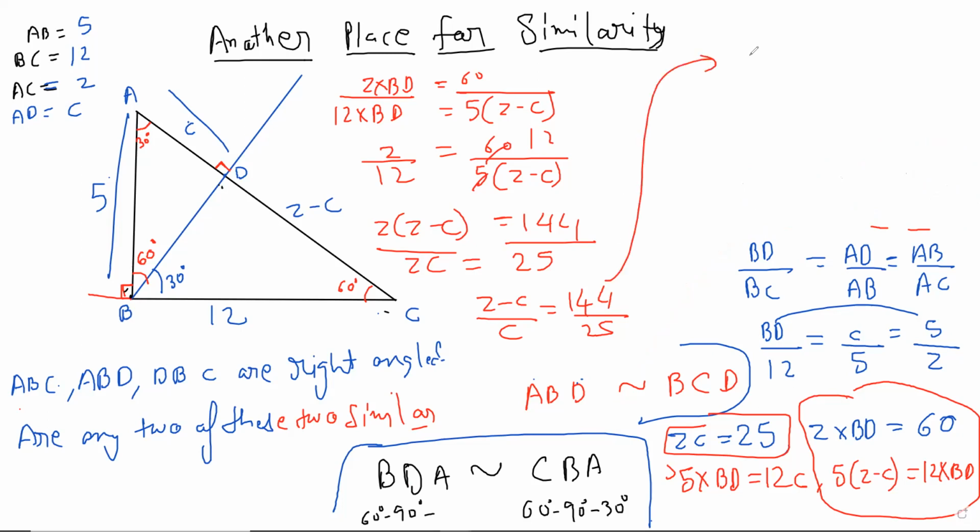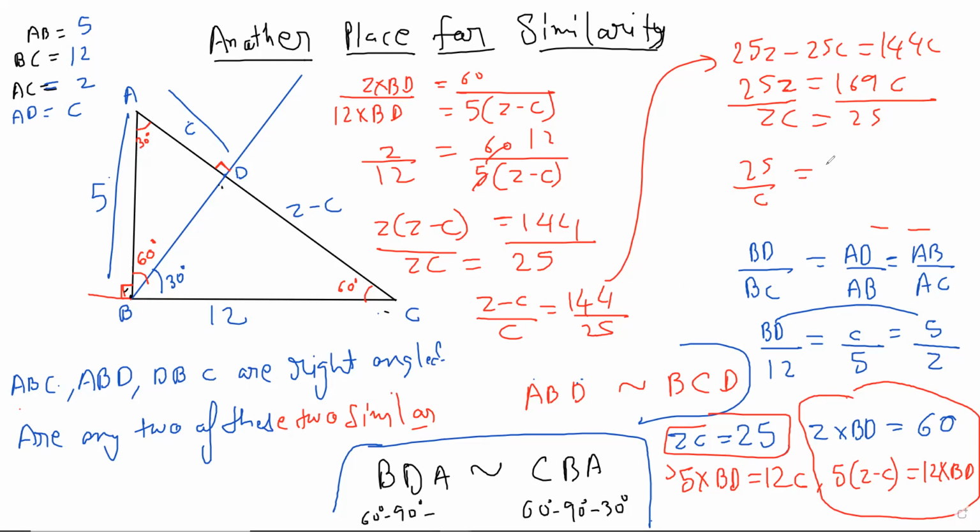Okay. So 25Z minus 25C equals 144C. And so 25Z is equal to 169C. So this is one equation. And you also know that Z times C is 25. So again, you can divide these two equations. Right? Again, you divide it. So you have 25 by C equals 169 by 25C. Solve it. So it just goes on a roll. Yeah. But it's almost done.